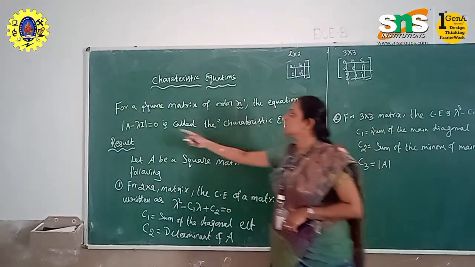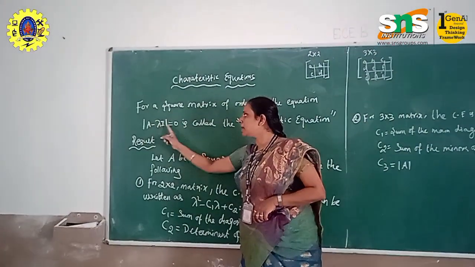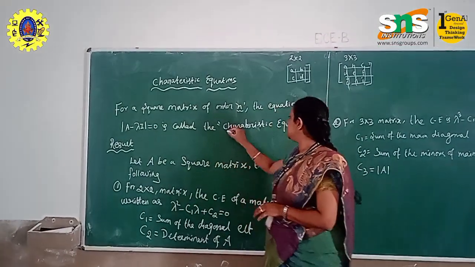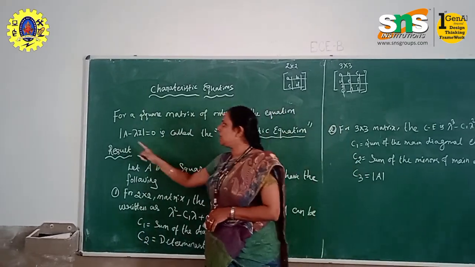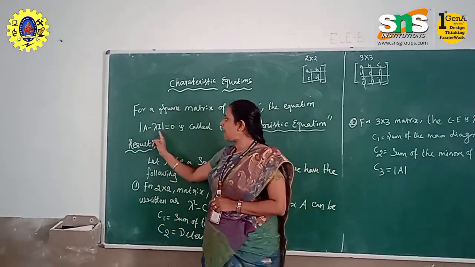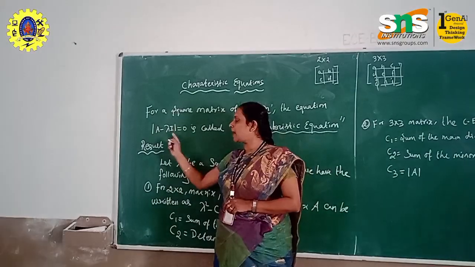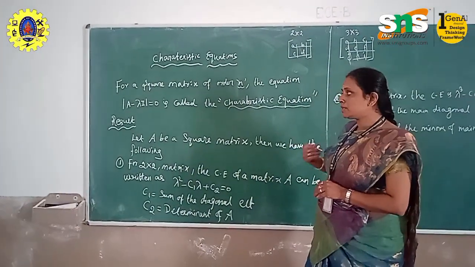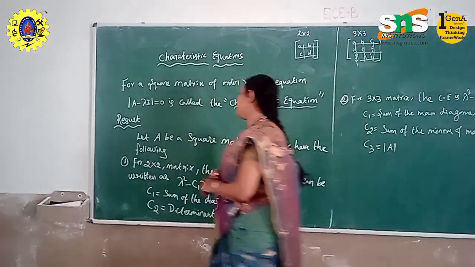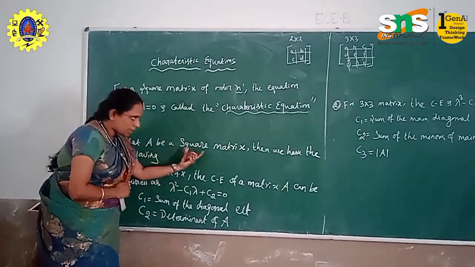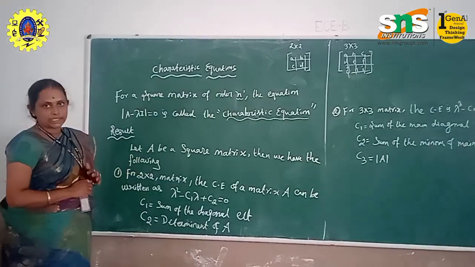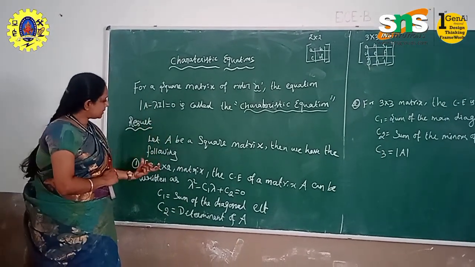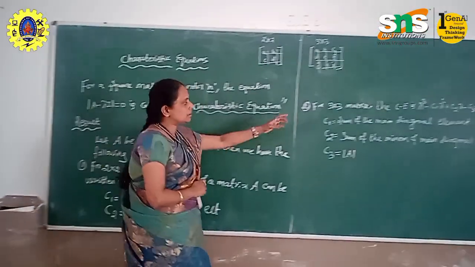The equation determinant of A minus lambda I equal to 0 is called the characteristic equation. Here A is a square matrix, lambda is a scalar, and I is the identity matrix. Next we are going to see the result. Let A be a square matrix, then we have the following result. In this class we will see what the characteristic equation is for a 2 by 2 matrix and a 3 cross 3 matrix.